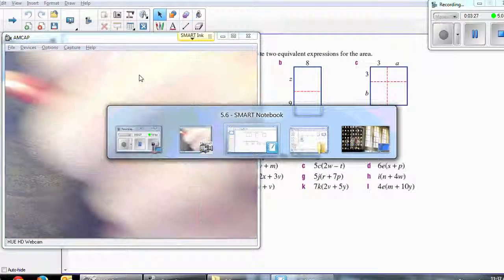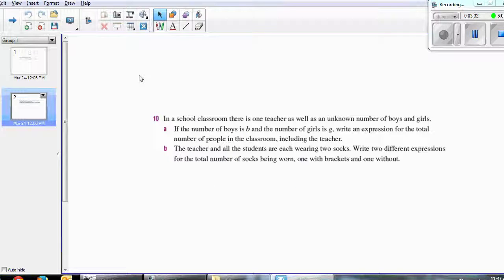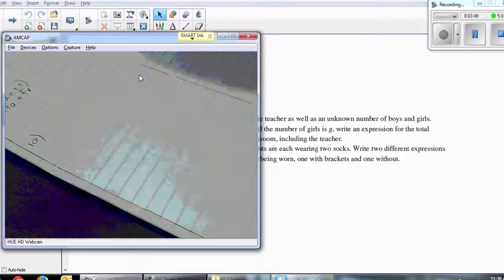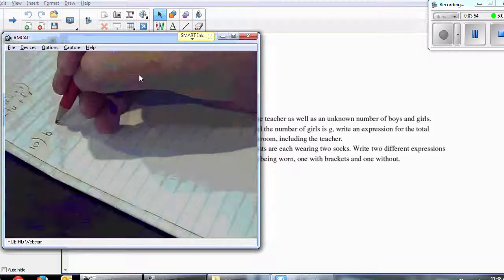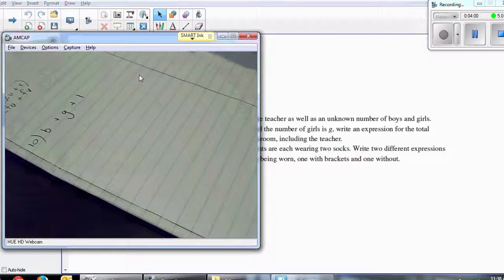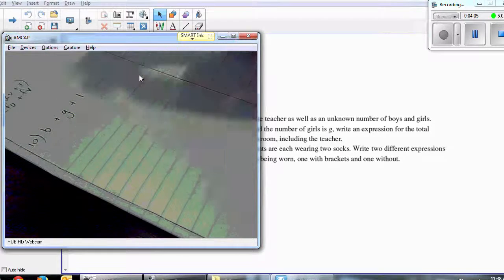Okay, let's have a look at a problem solving question. In a school classroom, there is one teacher, as well as an unknown number of boys and girls. If the number of boys is B and the number of girls is G, write an expression for the total number in the classroom, including the teacher. We don't know how many boys there are, so we put a B. We don't know how many girls there are, so we put a G. But we do know that there's one teacher. So B plus G plus 1 will give us our total number of people in the classroom.